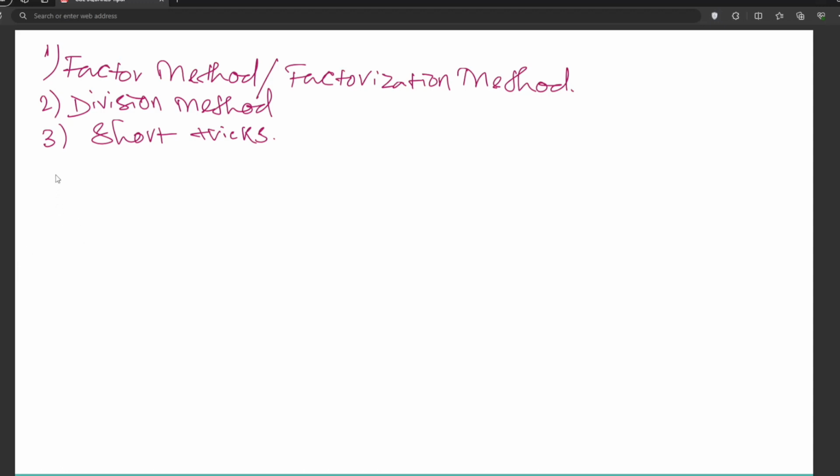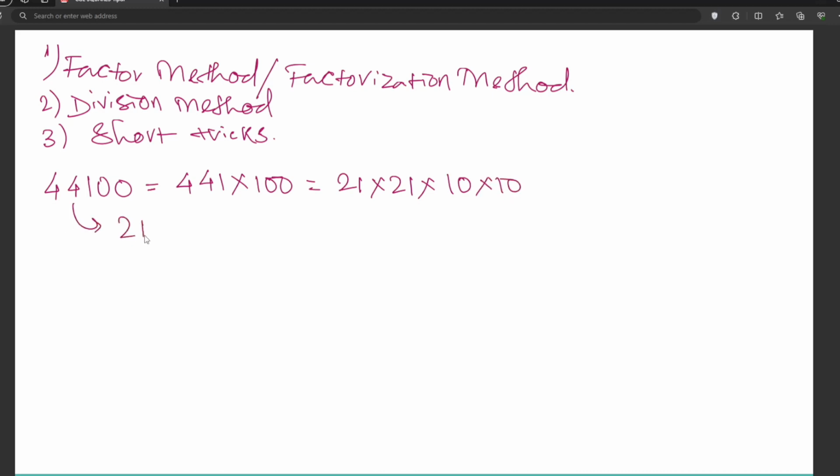Suppose we have the number 44100. First of all, we can write it as 441 into 100. See, 441 is the square of 21 and 100 is the square of 10. So this can be written as 210 square.